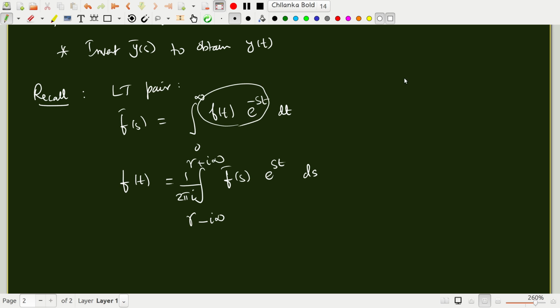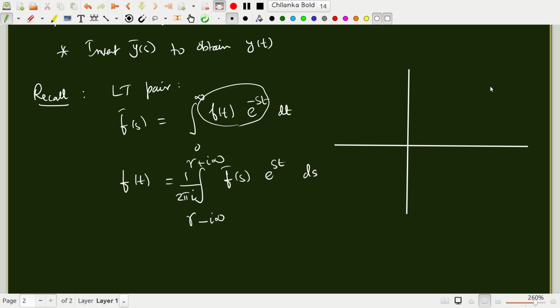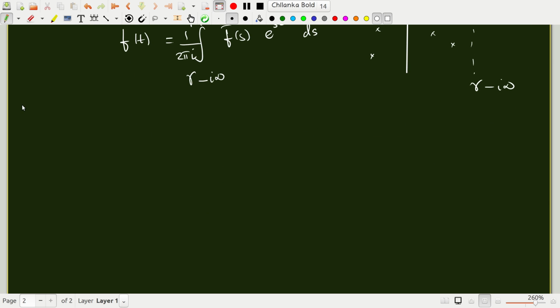If you recall the complex plane, gamma should be chosen such that it is far to the right of any poles in the Laplace transform. This is gamma minus i infinity to gamma plus i infinity. The function f bar of s may have many simple poles, so you should place the Bromwich contour over which you are integrating to the right of all the singularities in f bar of s. That was what we discussed long back.